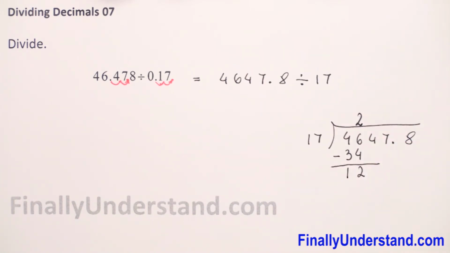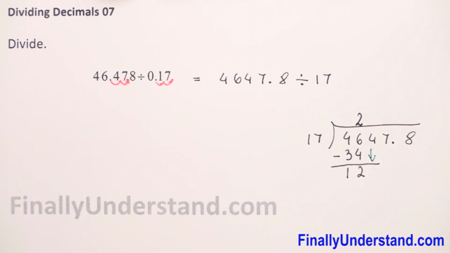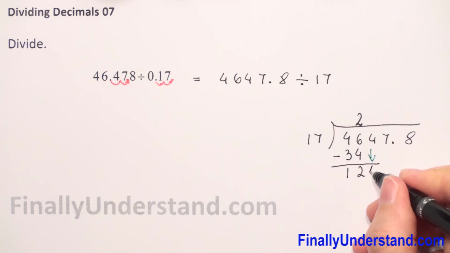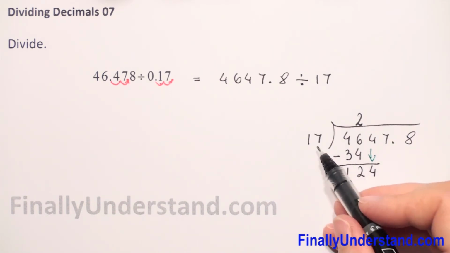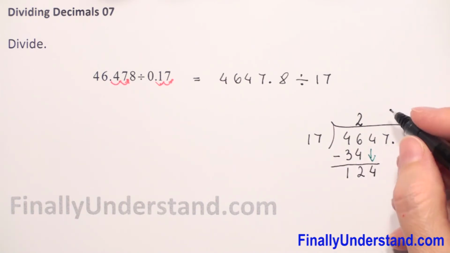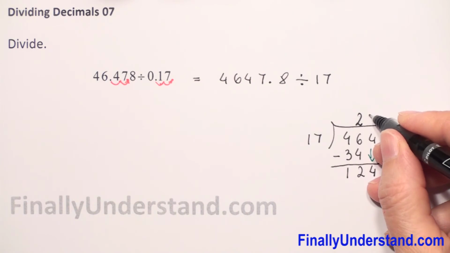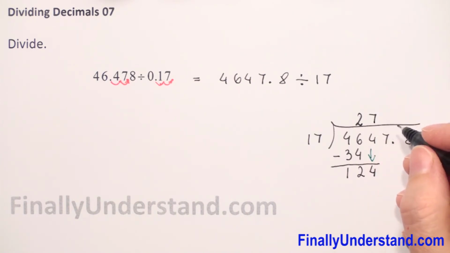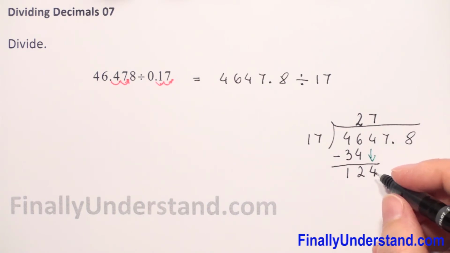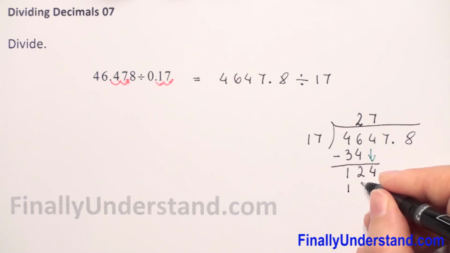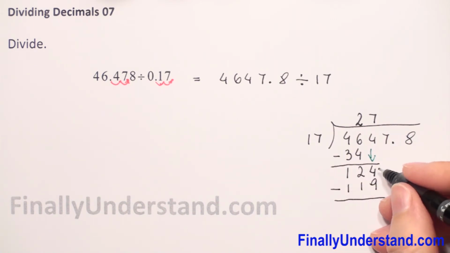We have to now take down the next digit. So we will have 4. What next? 144 we have to divide by 17. How many times can we put 17 to 144? 7 times. And now we have to do multiplication. 7 times 17 is 119.